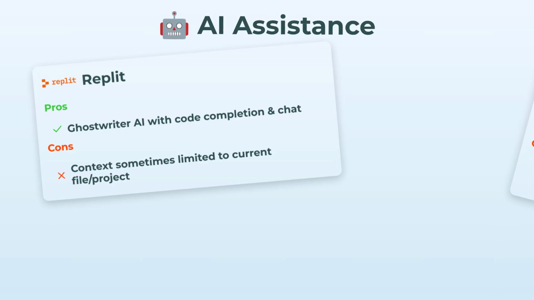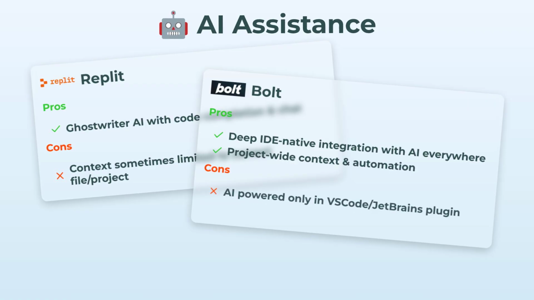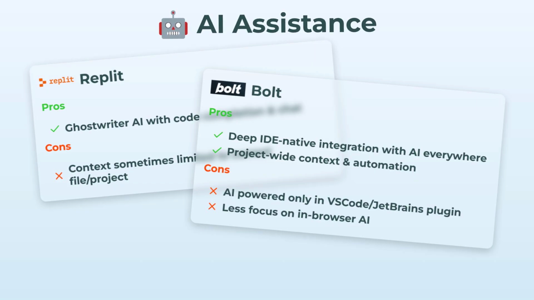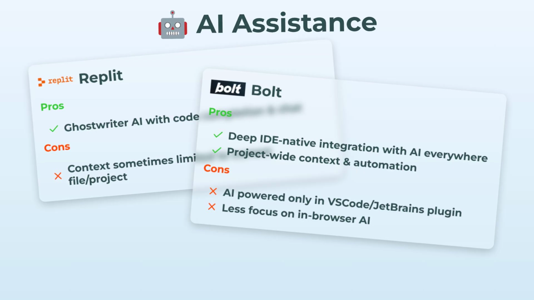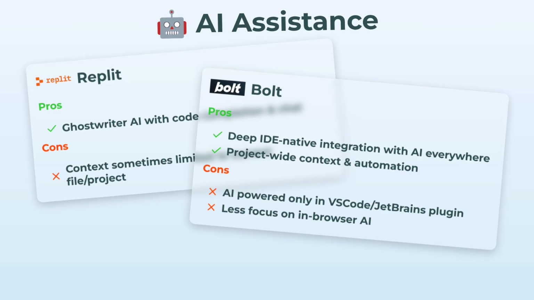Now Bolt, oh man, Bolt takes that AI game up a notch. It plugs right into your VS Code or JetBrains, meaning you get AI everywhere, not just in one tab. It reads context from your whole project, automates tasks. That's honestly pretty sweet. But fair warning, all that magic is tied to their IDE plugins, so no browser action here. But if you're after deep AI help and want it all in your editor, Bolt's the one to beat here.